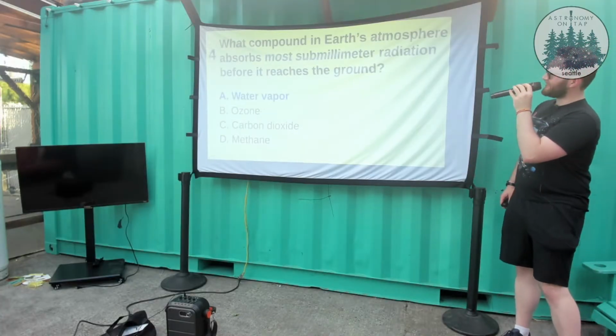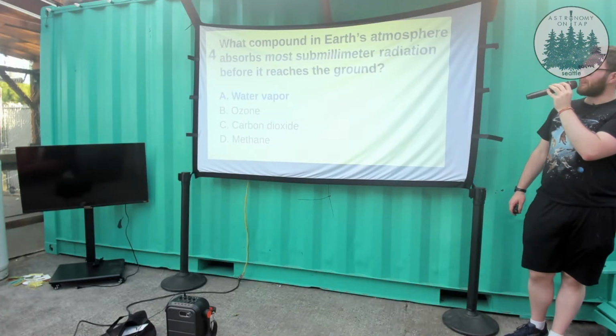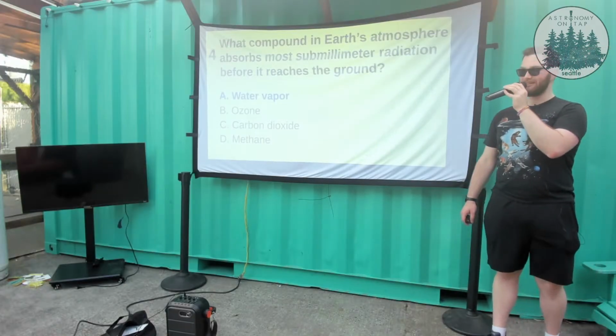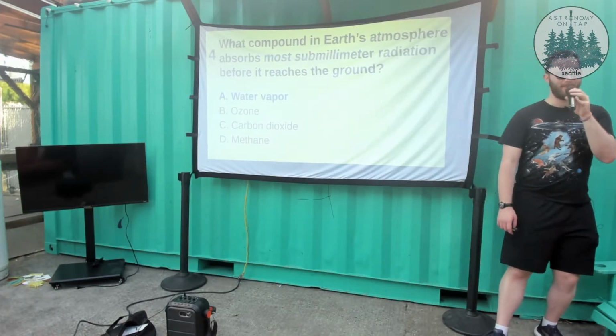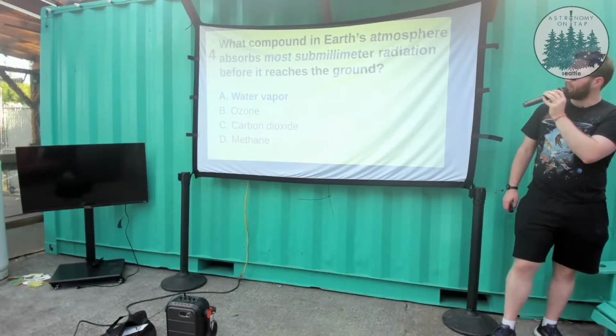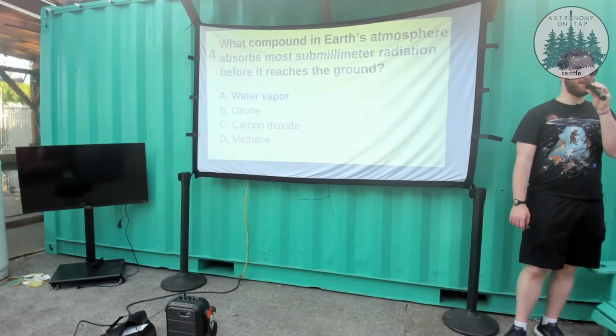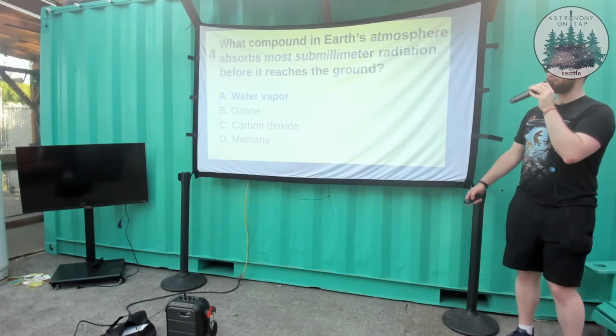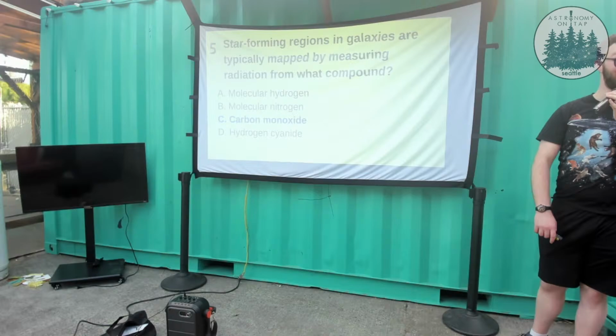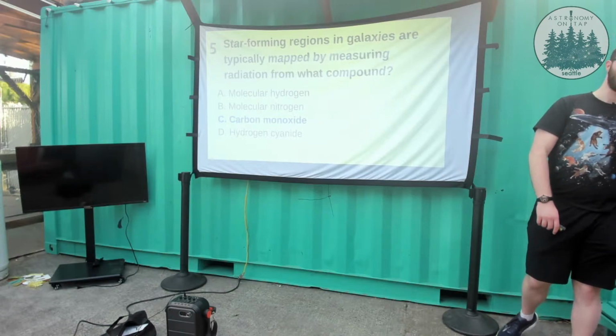Question 4. What compound in Earth's atmosphere absorbs most submillimeter radiation before it reaches the ground? This is actually water vapor. It absorbs most of the submillimeter radiation, and this is why a lot of our submillimeter stuff has to be in space, because otherwise it'll get absorbed. Or the desert, because there's less water vapor in the air.